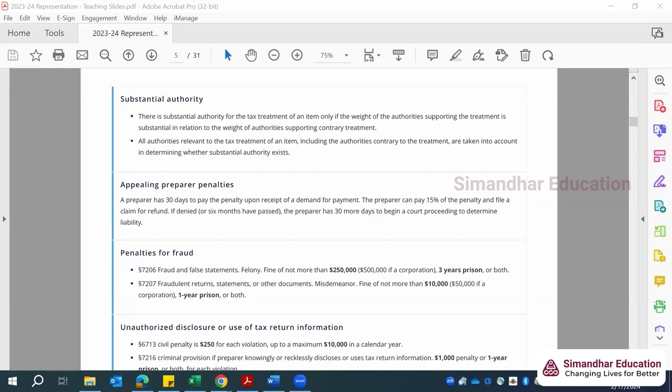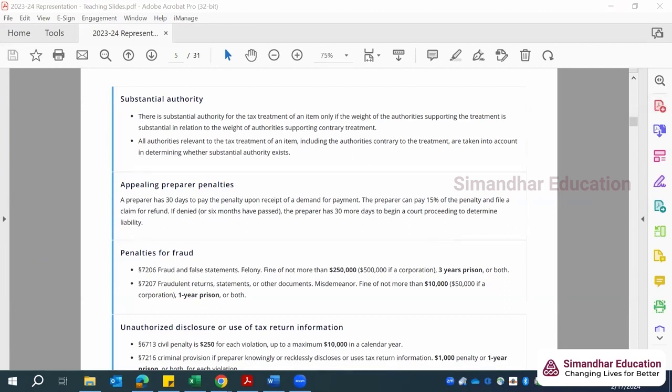Yes, you don't need the PDF notes from the Simandhar portal. I mean, these notes are just for me to teach you, but you need to go back and read the entire book in order to be ready for the examination. You don't need these notes. These are not notes. These are teaching slides. You need to read the entire book in order to be equipped to write the examination.